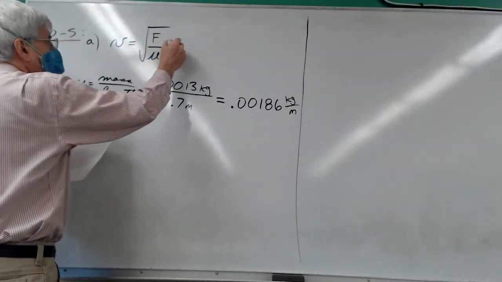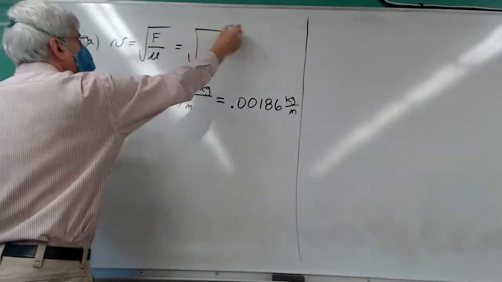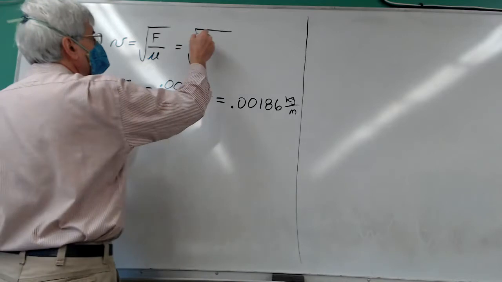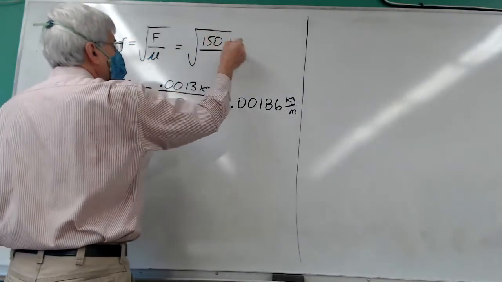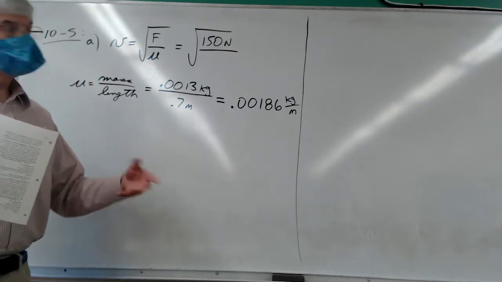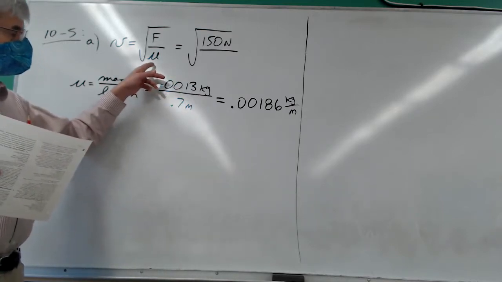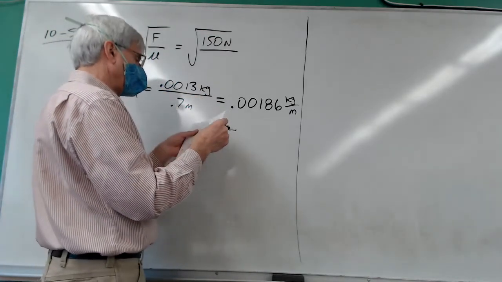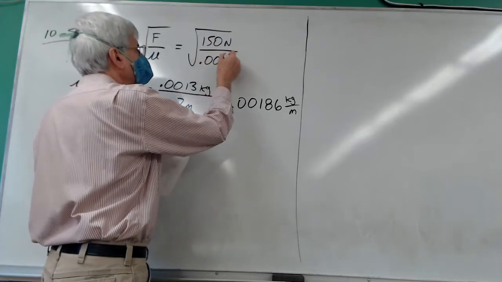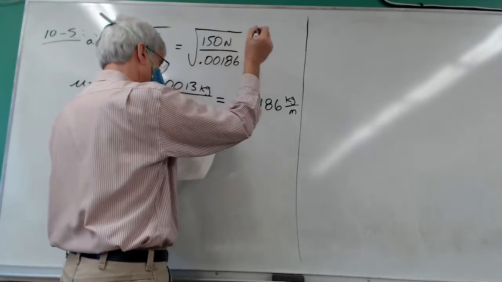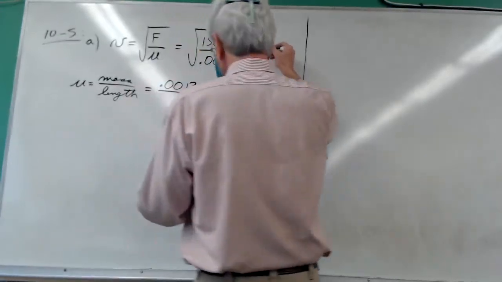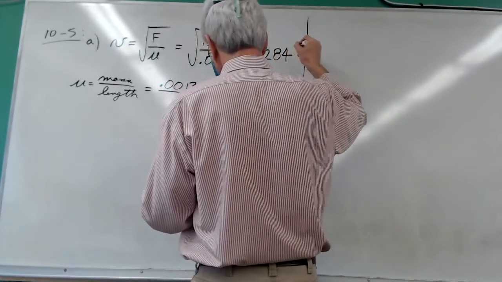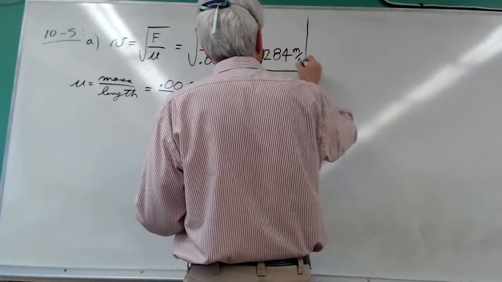So yeah, let's see, the desired force is 150 newtons. A newton is based on kilograms, meters, and seconds. So this has to be kilograms and meters also to be consistent with that. Let's see, 150 divided by 0.00186, you take the square root, 284.2, close enough, well, 3 significant figures, 284 meters per second.